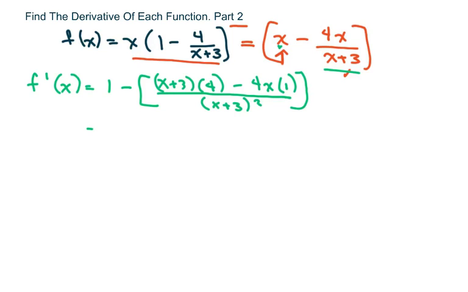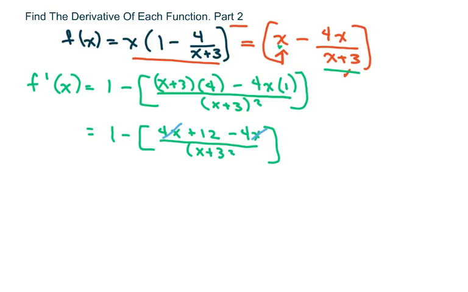Now I'm going to clean this up a little bit. So this is going to be 4x plus 12 minus 4x over x plus 3 squared. Well, as you can see, these two cancel, so we end up having 1 minus 12 over x plus 3 squared. Now that's basically your derivative.